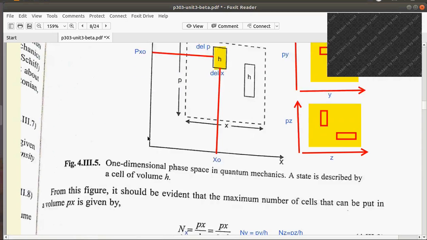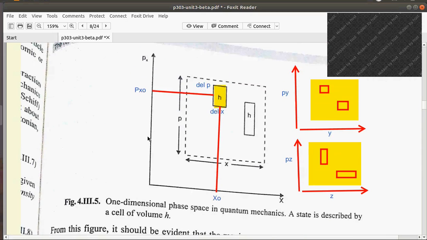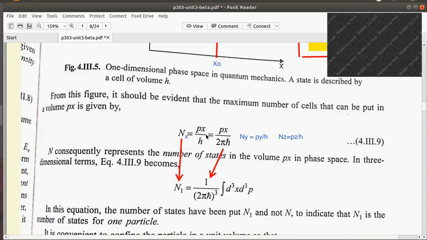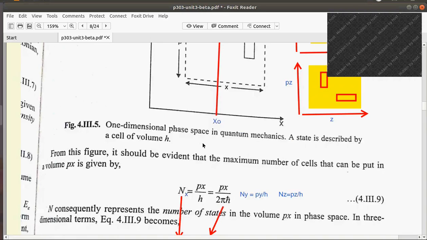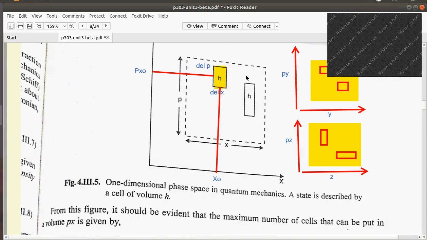So basically what happens is this is the current scenario. Now, h is the volume or the area of a particular single state. If I consider p into x, this is a bigger area. In this bigger area, how many h can be added? Simply divide p into x by h. If I divide p into x by h, then I will get the number of h particles I can put inside this box, or in this region.